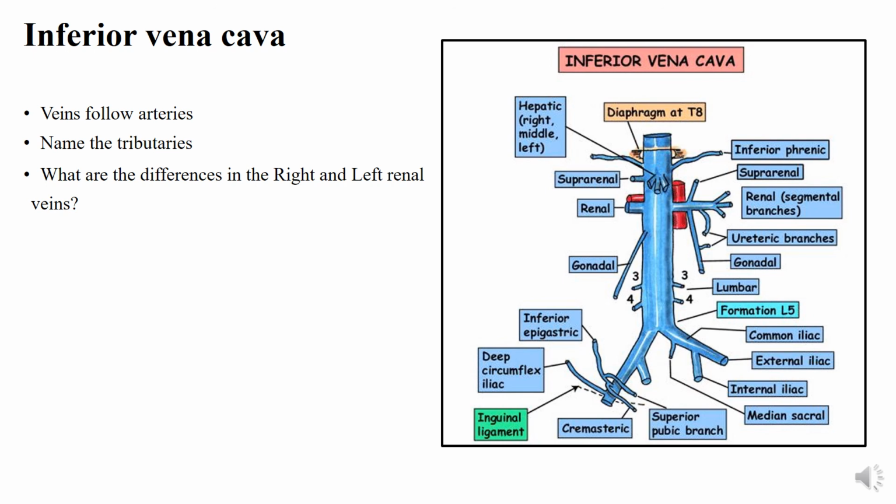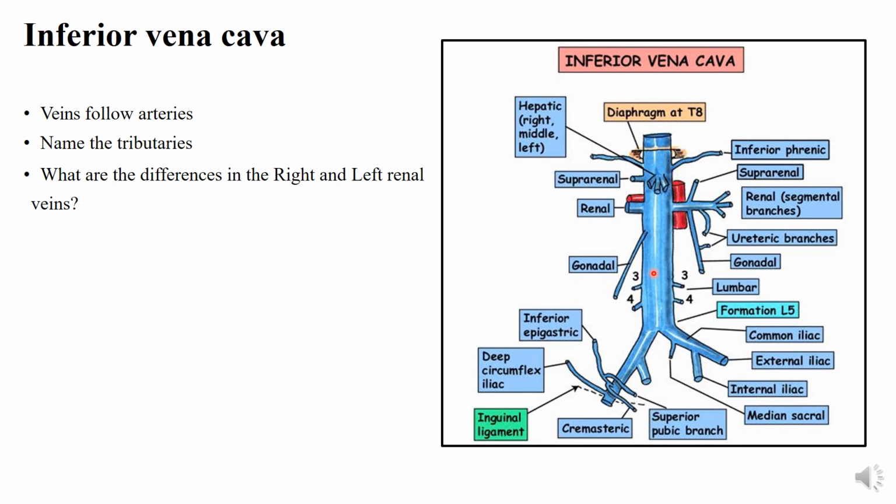The inferior vena cava is formed by veins that follow the arteries. You can see that the external iliac vein unites with the internal iliac vein to form the common iliac, and these two common iliac veins unite together to form the inferior vena cava. Then the inferior vena cava receives the lumbar veins, then the renal veins, and some gonadal veins coming here. You have the suprarenal glands, and you have the inferior phrenic. So the veins will follow the arteries.